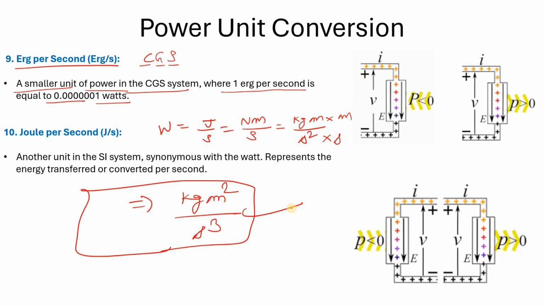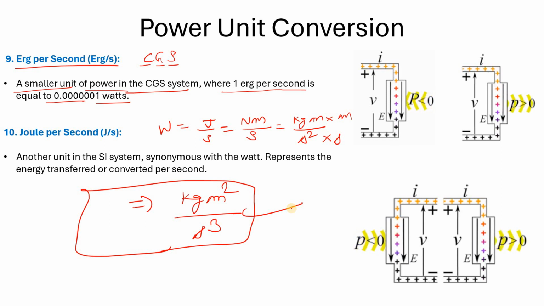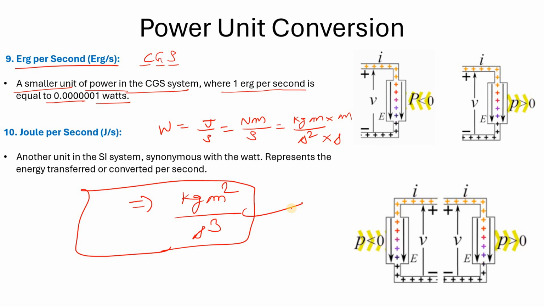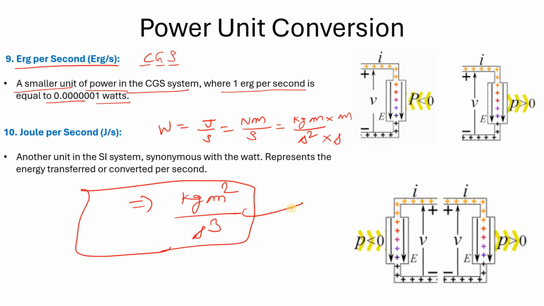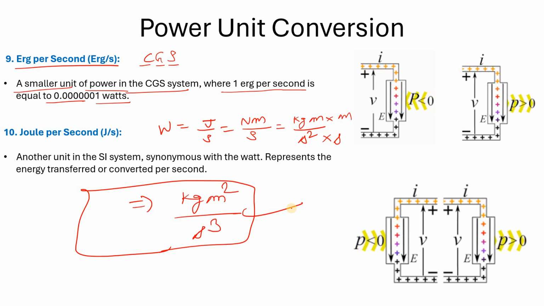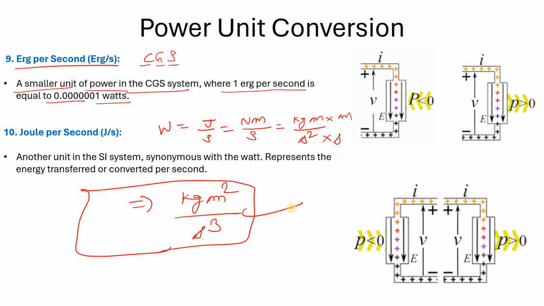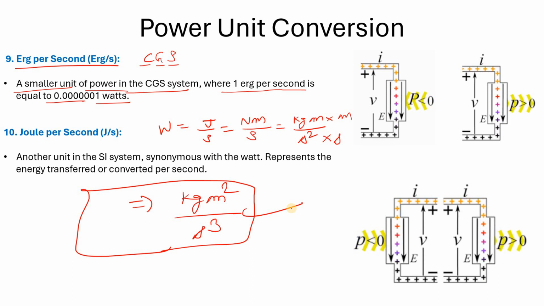So that was the video about the unit conversion of power. We discussed all the units of power mainly used in industry across the globe, like in the United States, Europe, and India: what the SI unit, the CGS unit, the MKS unit, and the FPS unit of power are. I hope you understood.